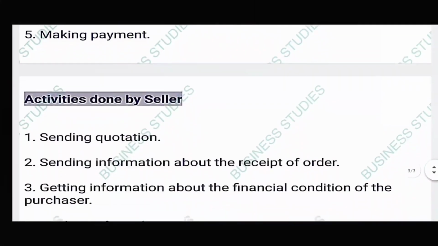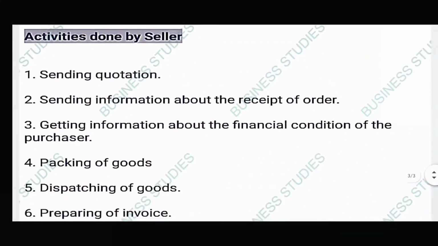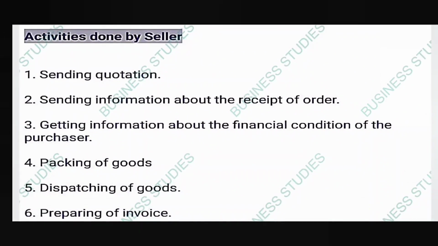In the same way, some activities are done by the seller. First, the seller has to send the quotation. Now, what is a quotation? Quotation means the price list of goods, whatever goods the seller is selling; that price list is sent to the purchaser. After that, secondly, sending information about the receipt of order.